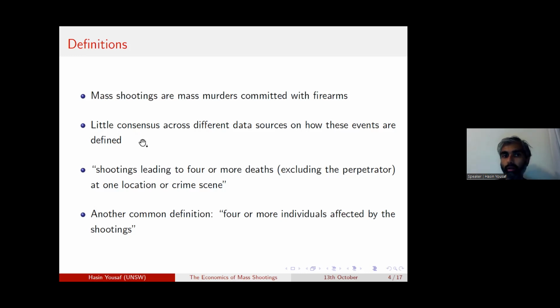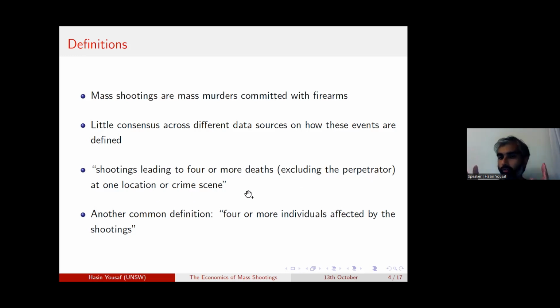But what is interesting is that there isn't any consensus across different data sets on how mass shootings are defined. So different data sets use different definitions to define mass shootings. Some of them define them at a different threshold compared to the others. The most common definition is the following: mass shootings are shootings or mass murders committed with a firearm leading to 4 or more deaths. And this generally excludes the shooter itself, at one location or crime scene.